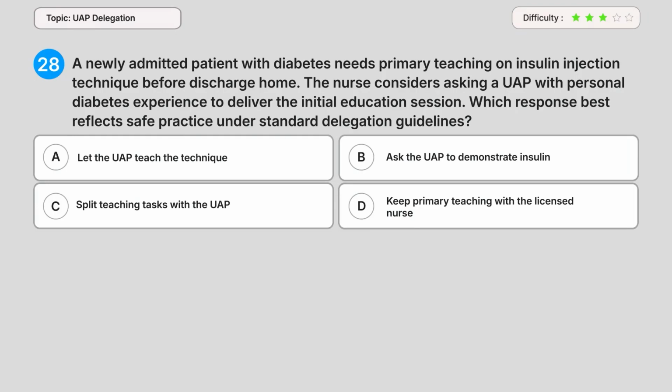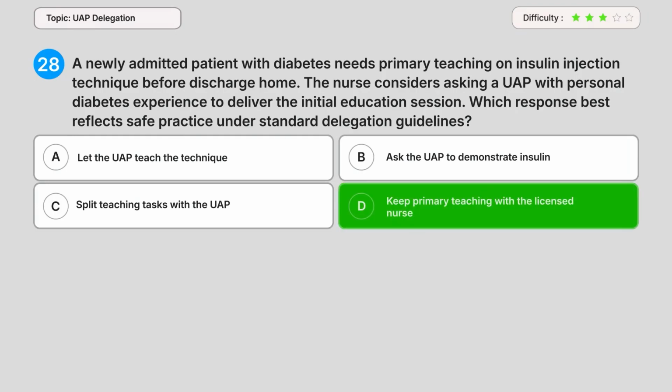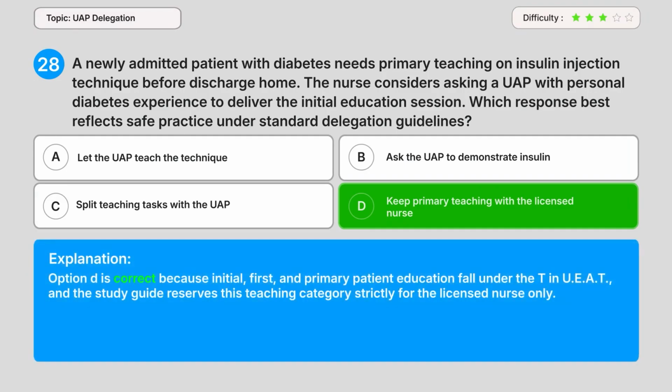Correct answer: D. Keep primary teaching with the licensed nurse. Option D is correct because initial, first, and primary patient education fall under the T in UEAT, and the study guide reserves this teaching category strictly for the licensed nurse only.